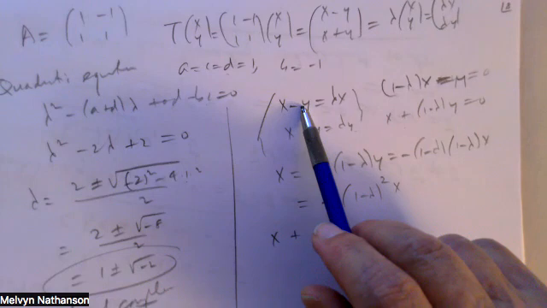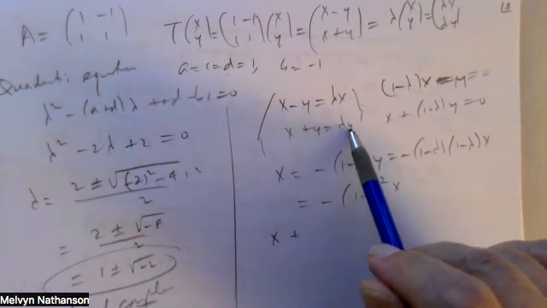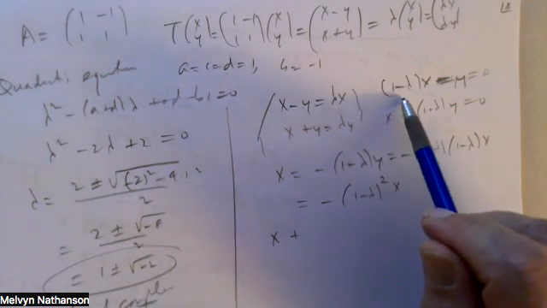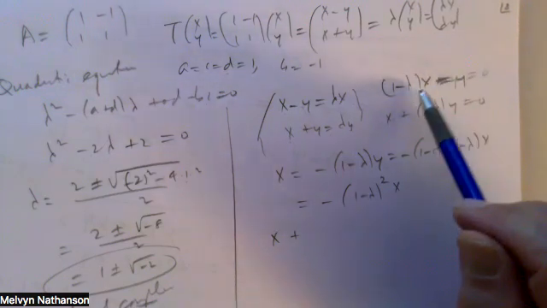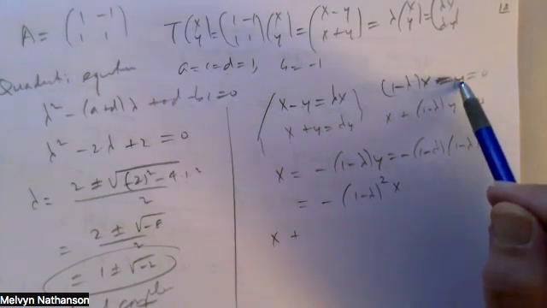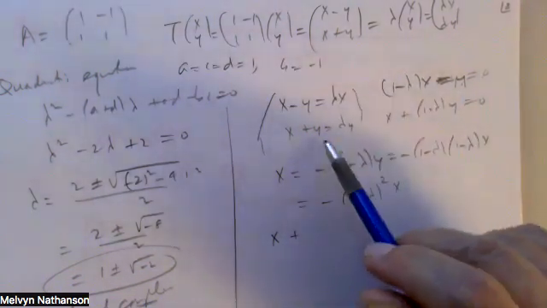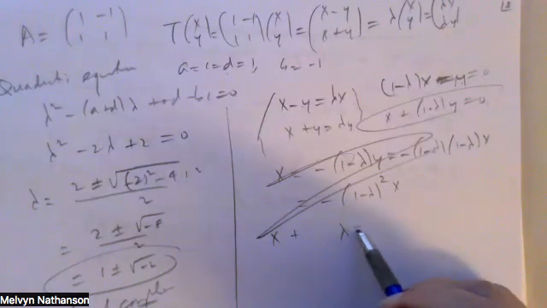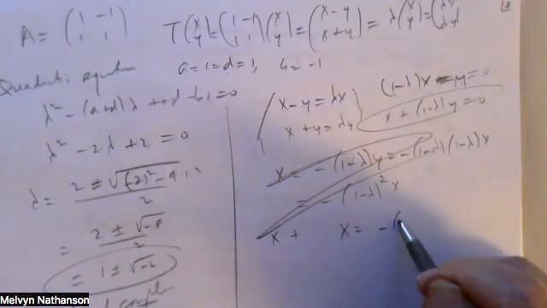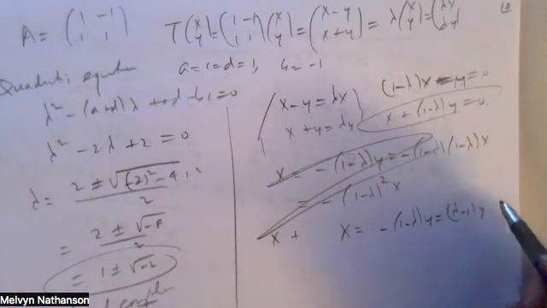X minus y is lambda x. X plus y is lambda y. So 1 minus lambda x minus y equals 0, or 1 minus lambda x equals y. X plus 1 minus lambda y is 0. So from this, x equals minus 1 minus lambda y, which is lambda minus 1 y.